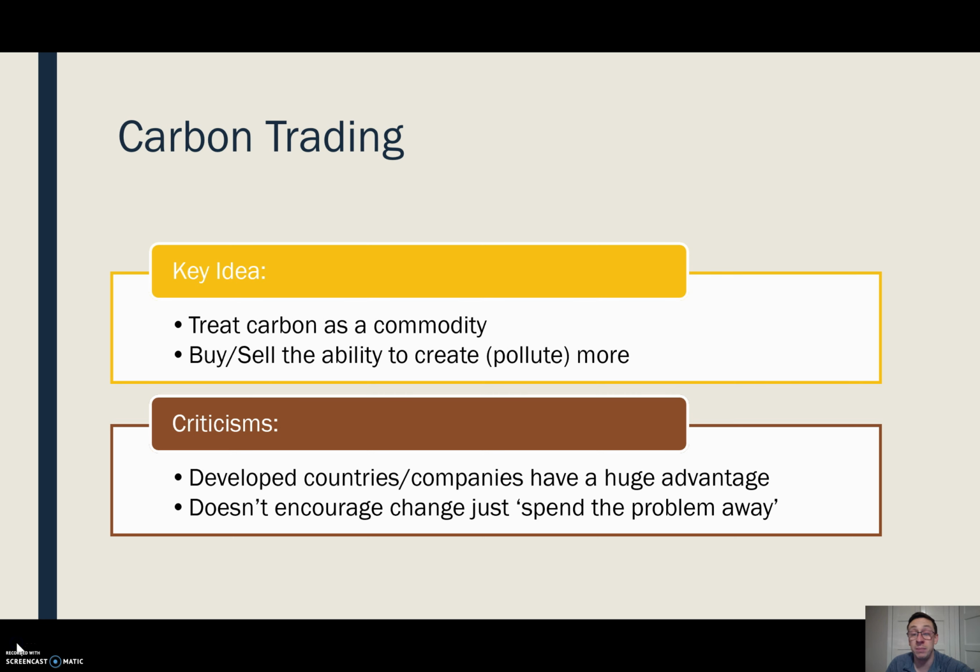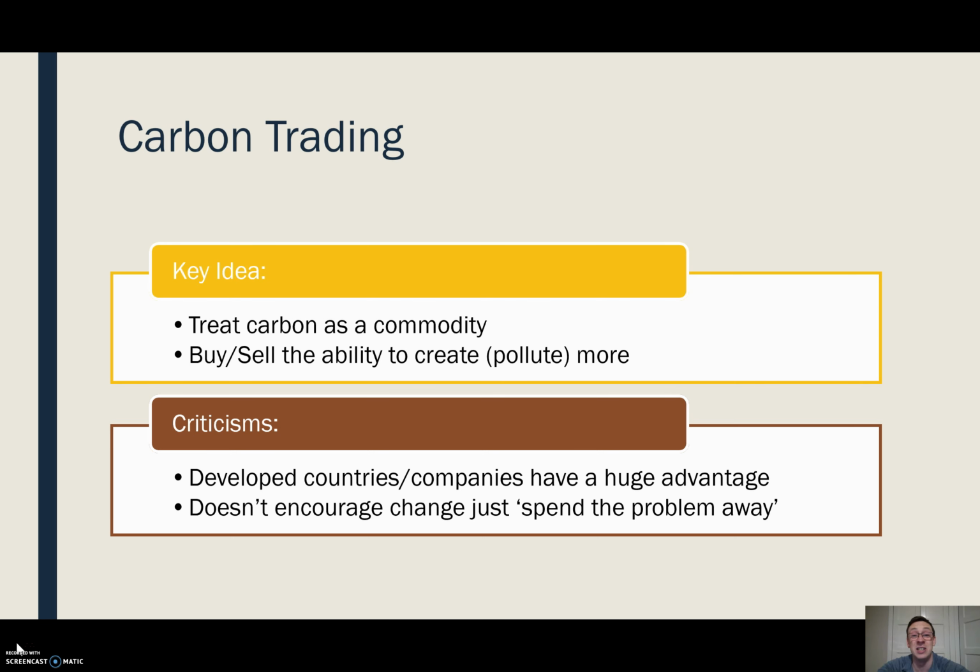Now, there's a big advantage to that, is that it allows the country doing the selling to make money, and particularly in this case, we'd potentially be talking about developing nations, and it gets something out of the fact that some pollution is going to be created. Now, this is fairly widely criticised. The big thing we're talking about here is that developed companies, developed countries have got a huge advantage because they've got the disposable income to just buy away this problem.